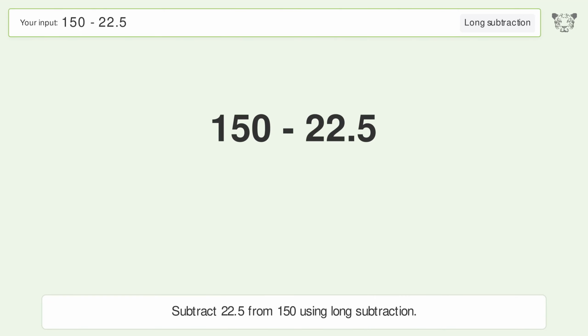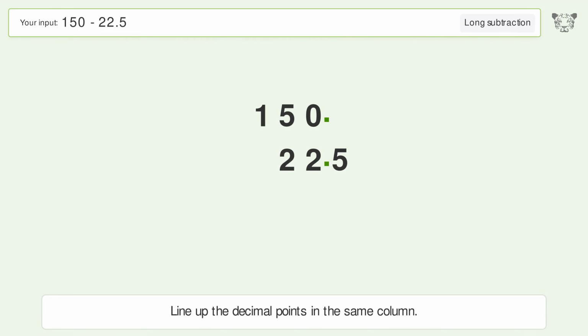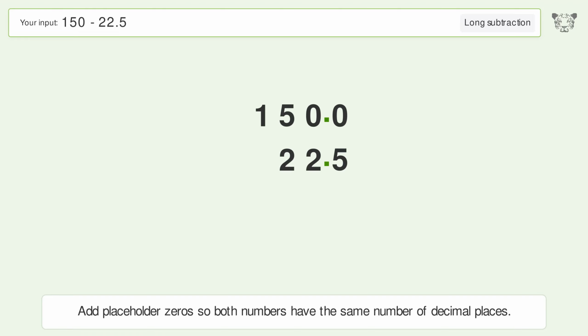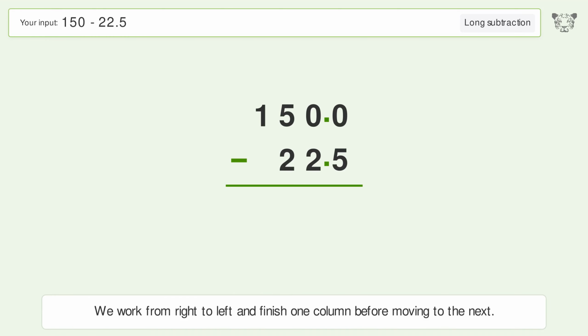Subtract 22.5 from 150 using long subtraction. Line up the decimal points in the same column. Add placeholder zeros so both numbers have the same number of decimal places. We work from right to left and finish one column before moving to the next.